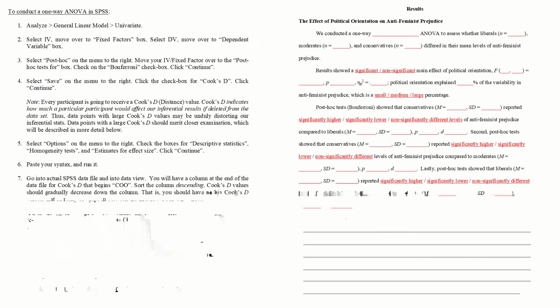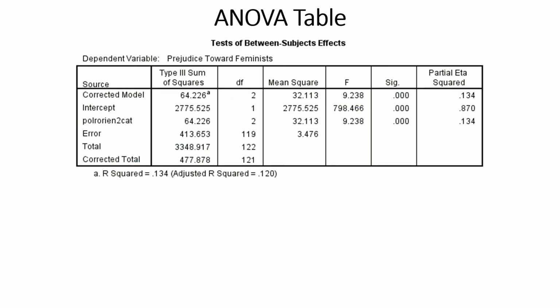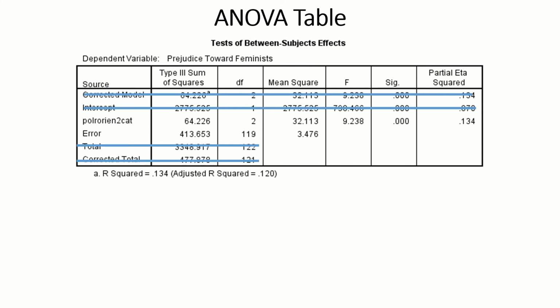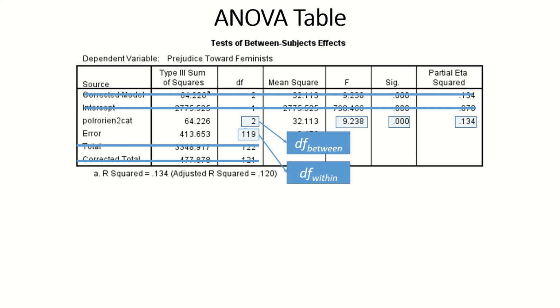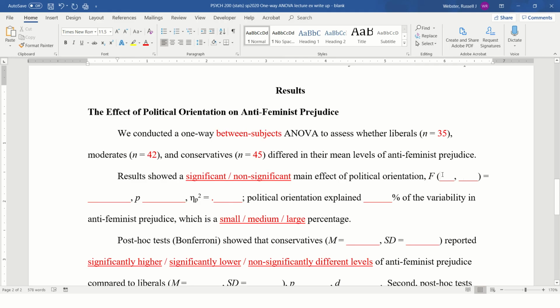So if we scoot ahead in the PowerPoint to our ANOVA table, as I said in last video, we can cross out the first 2 and last 2 rows, and we need to find 5 different values in the table here. We have the row for our independent variable political orientation, and then we have our error row. And so right now we need the degrees of freedom between and the degrees of freedom within, which are 2 and then 119. So again, df between will go first, and then df within will go second.